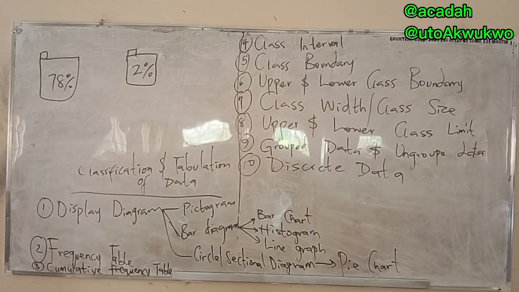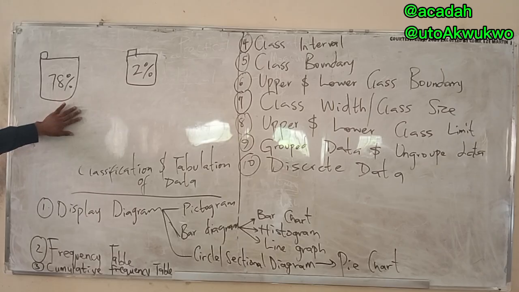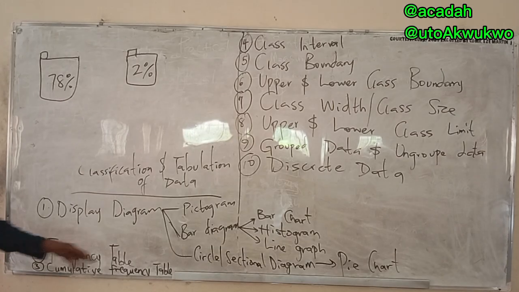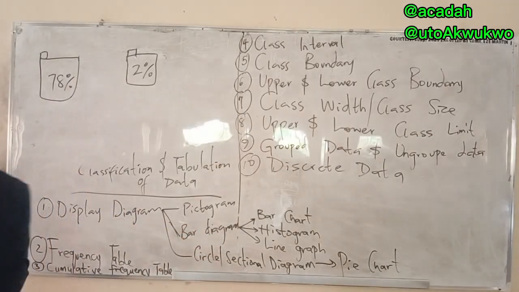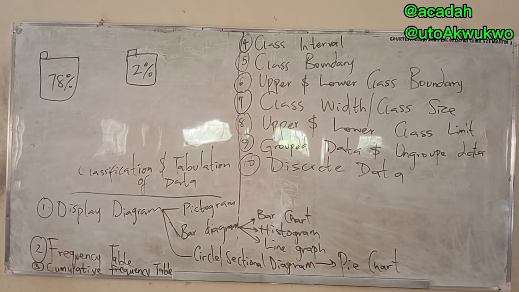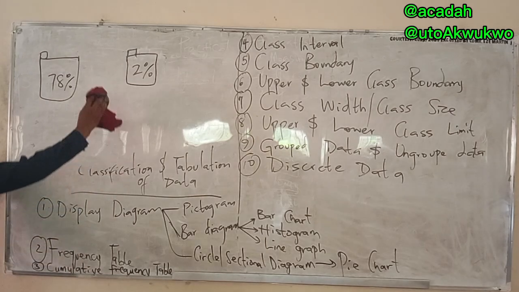So I said pictogram is simply using pictures, caricatures, diagrams, like rough sketches of events, to make representation of data or information. So that is pictogram. Let's go to the next one, which is bar diagrams. Under bar diagrams, we have bar charts, histogram, line graph.